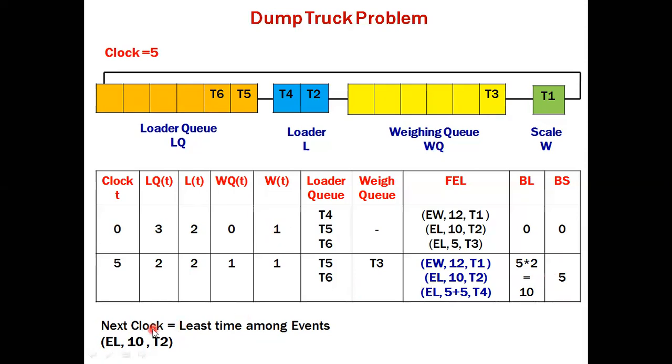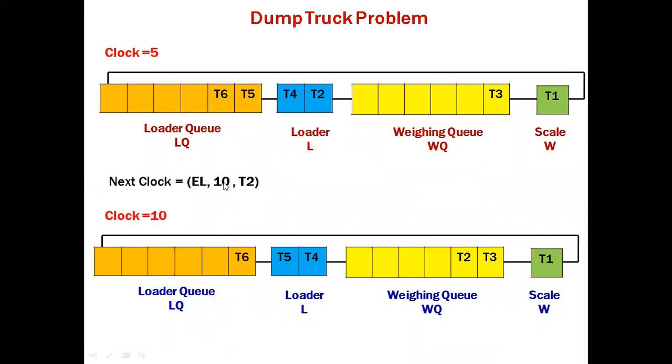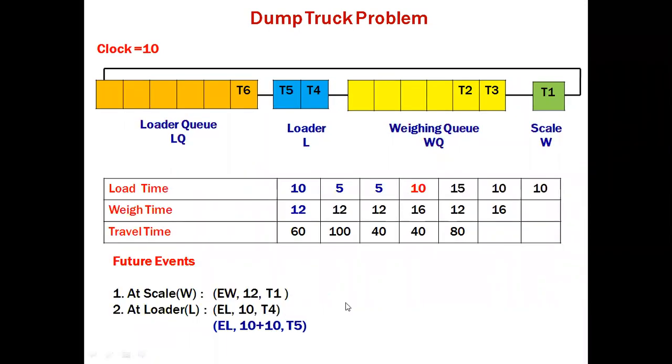So the next clock we have to find out. Which is the next clock here? The next clock is the least time among these current events. So 12, 10, 10. Out of these, the least can be T2 or T4, anything. I have just taken it as T2. So the next clock is 10 to. What are you supposed to do? You will have to end the loading of T2, bring it to the weighing queue, and then T4 you bring it here. Now it is empty, so T5 you will bring to the loader. So the same procedure we will follow.